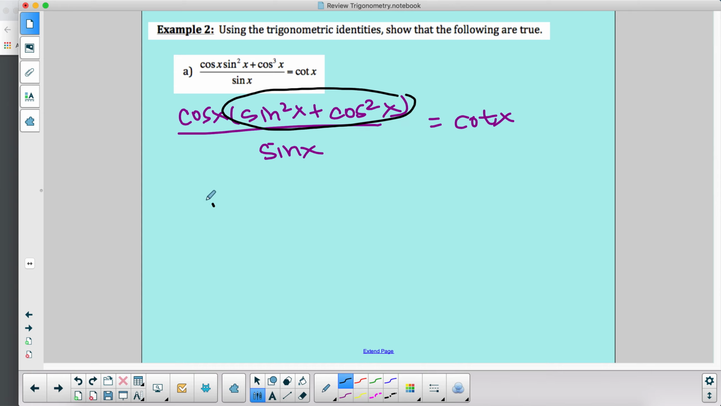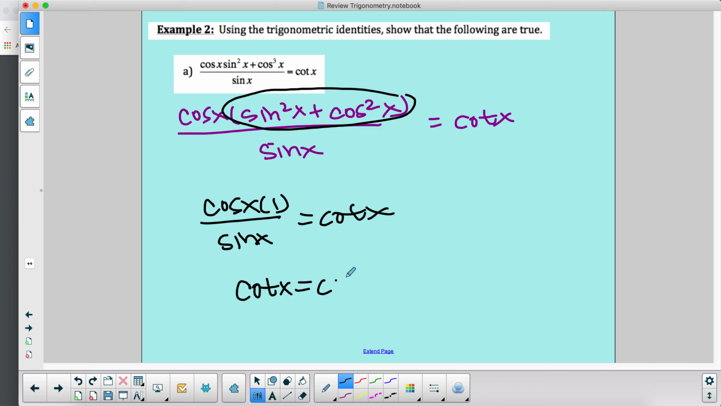So I rewrite. I got cosine of x times 1 all over sine of x. Trying to show that it equals cotangent of x. So cosine over sine is cotangent of x equals cotangent of x. So did I show or prove that this is true? Yes, I did. So there is that one.